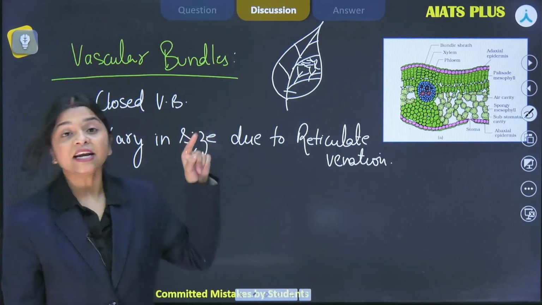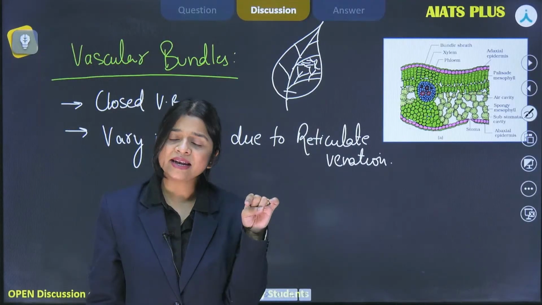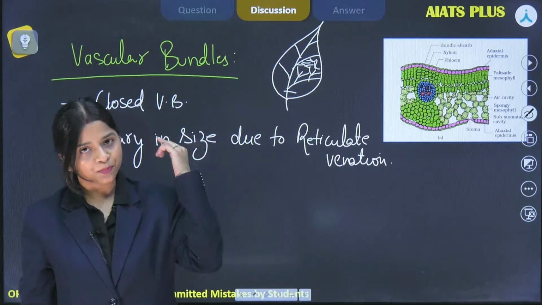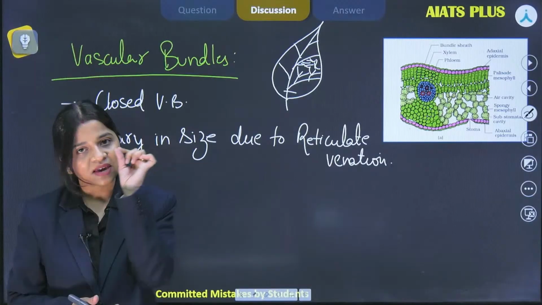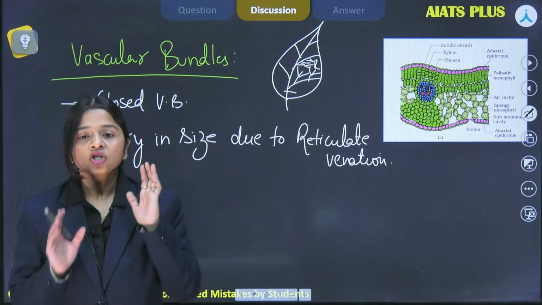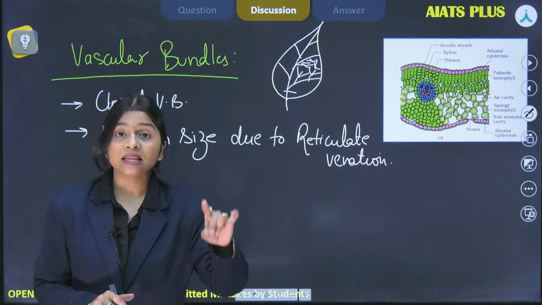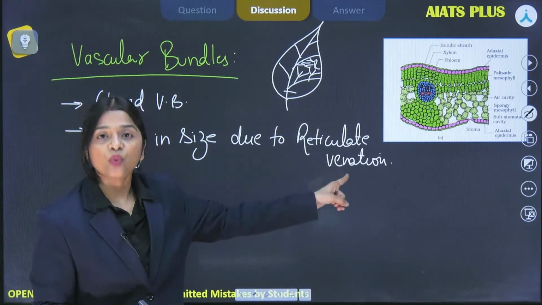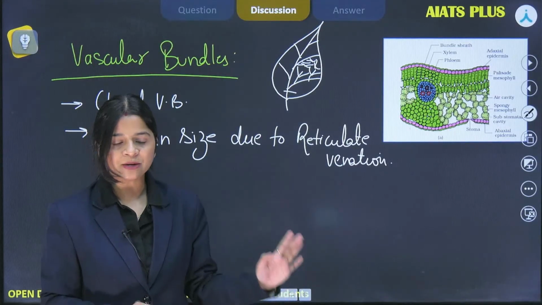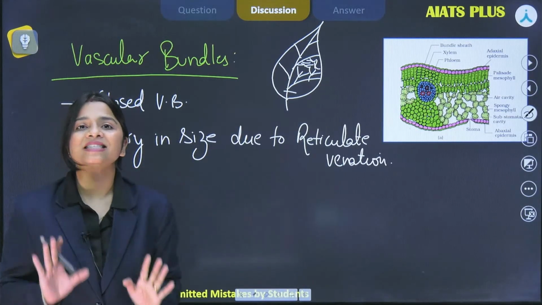But the vascular bundles in the veinlets are very thin, so those vascular bundles will also be very small in size, right? So this is the difference. The size of the vascular bundle varies because of the reticulate venation, right? Clear with this point? Alright, if you have any doubt, please ask me in the comment box.